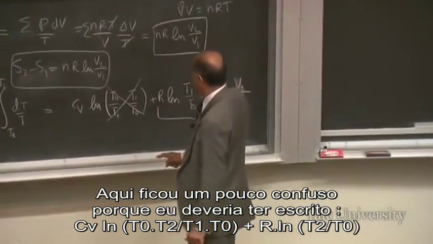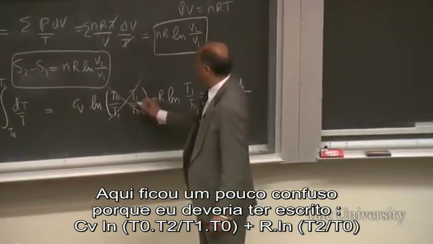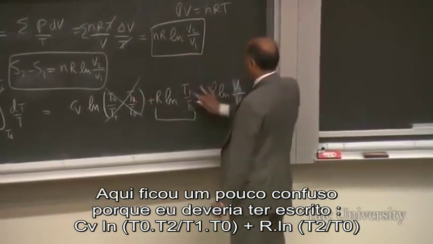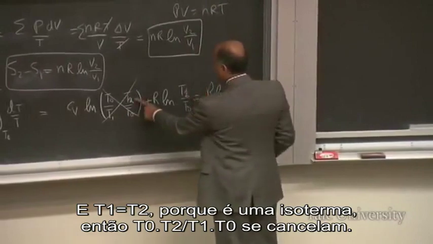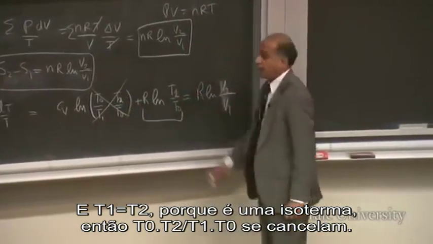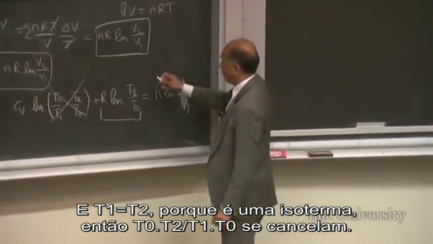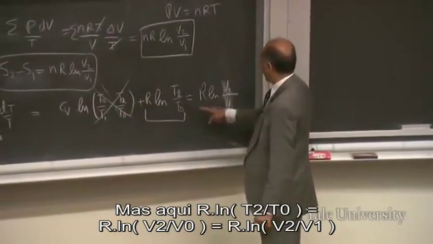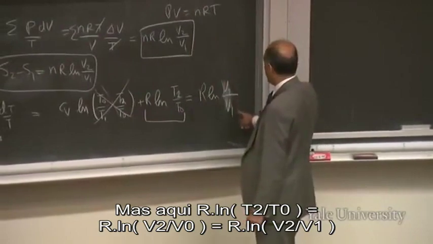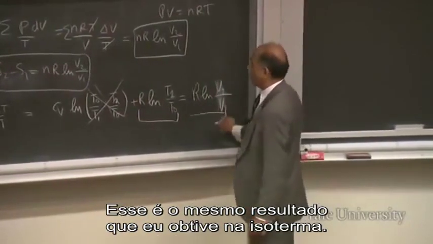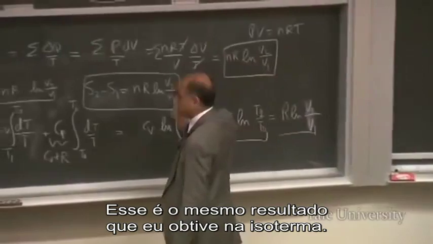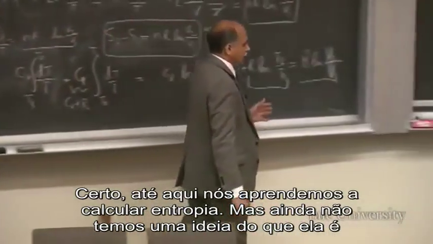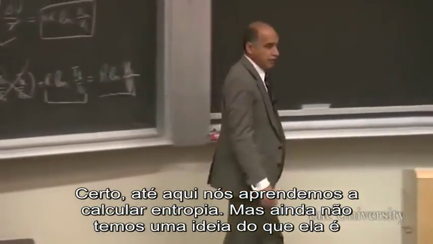The correct way to do this would be to write T0 over T1 times T2 over T0, then realize the fact that T2 and T1 are equal because I'm on an isotherm. That's what I should have done. So I should cancel this factor because T2 is T1. But here T2 over T0 is V2 over V0, which is V2 over V1. That's, of course, the entropy change I got in one shot here. All right? So we have now learned how to find entropy change.